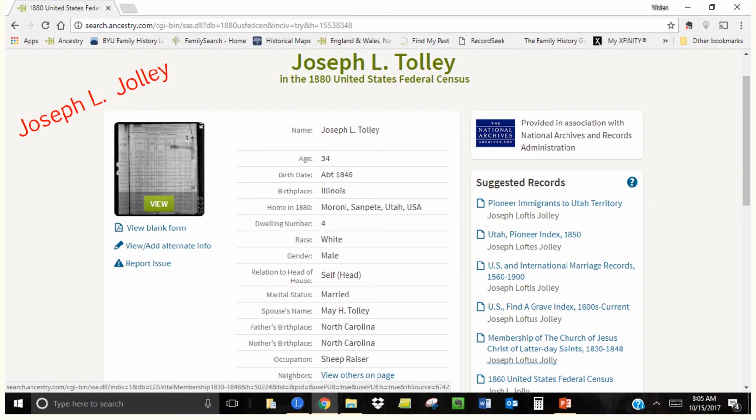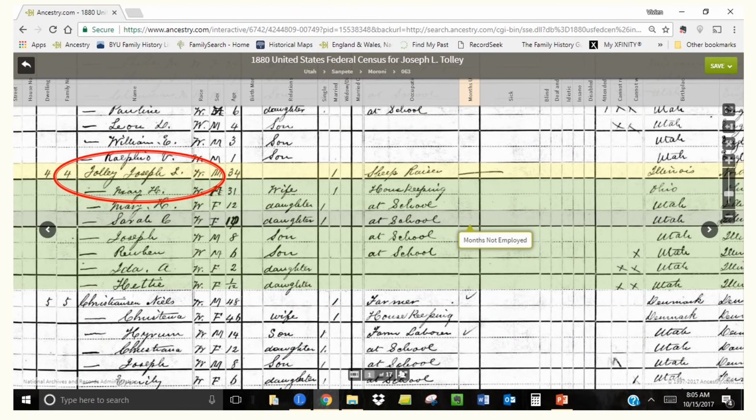To illustrate the first of these 3 points, let's start with a search for Joseph L. Jolly in the 1880 US Census. As you can see by the extracted record, his name was interpreted as Tolly instead of Jolly. Some creative searching found him fairly easily, but that is not always the case. You can see on the original record how the name Jolly could have been read as Tolly.